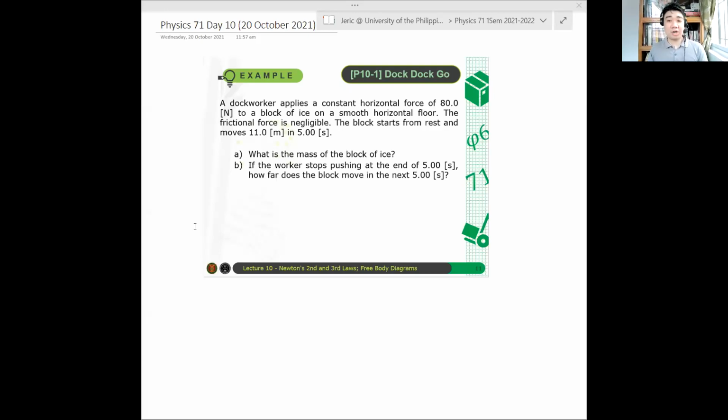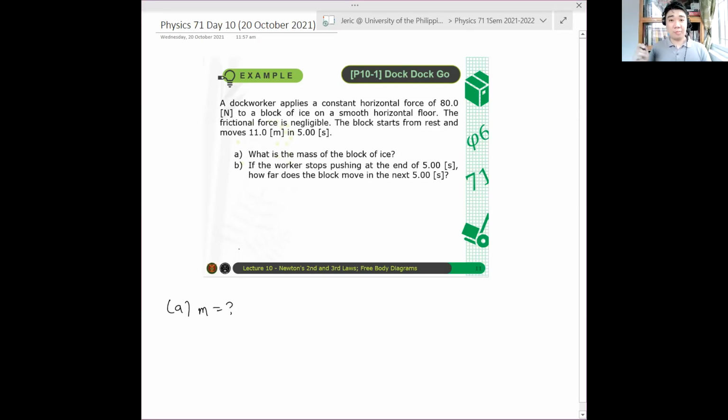So again, we have a dock worker applying a constant horizontal force of 80 newtons to a block of ice on a smooth horizontal floor. Assuming that the frictional force is negligible, the block starts from rest and moves 11 meters in 5 seconds. So una, ang tinatanong, what is M? What is the mass of the block?